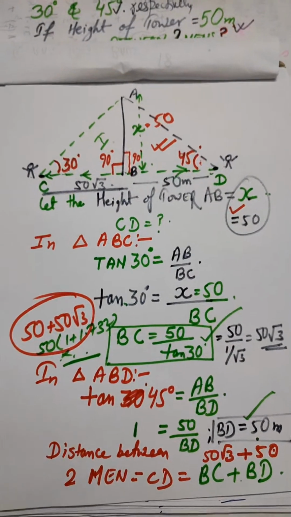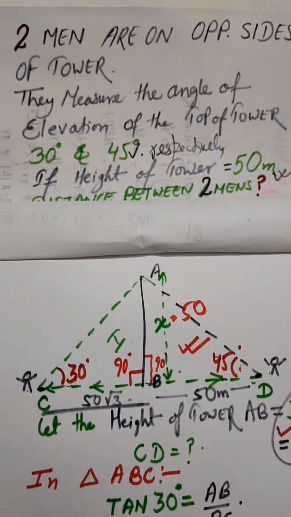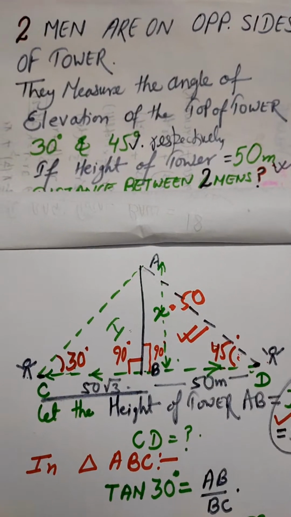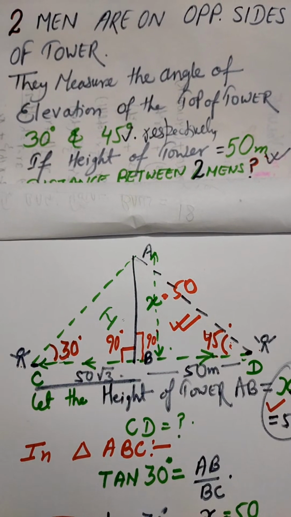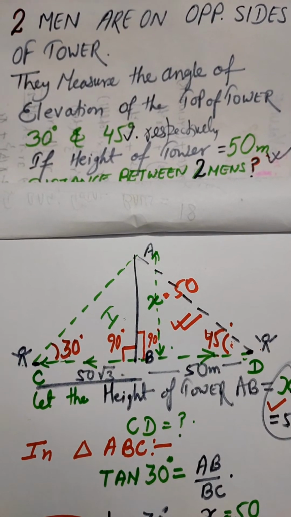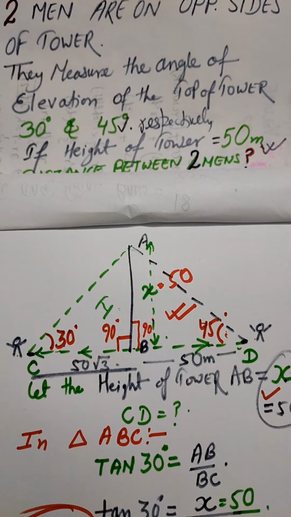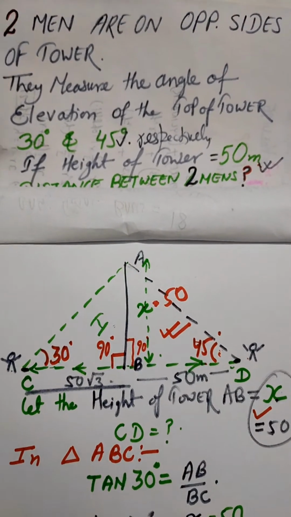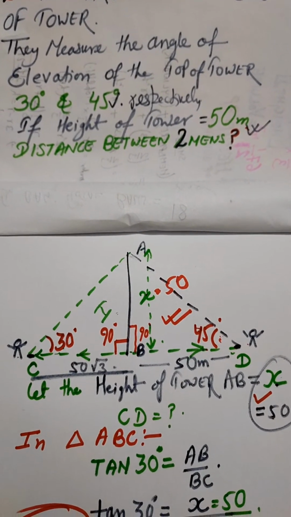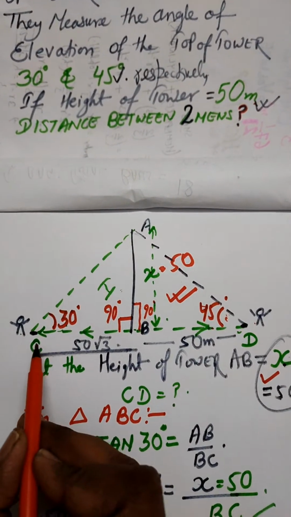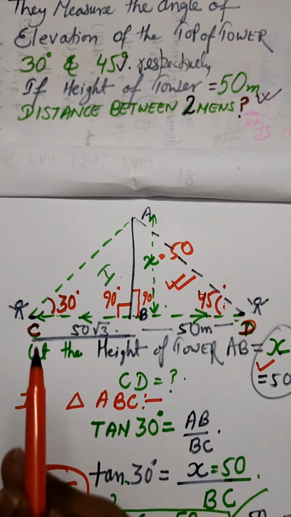So I am quickly revising the question which we have solved today. This is the question which we have taken. Two men are on opposite sides of a tower. They measure the angle of elevation of the top of the tower as 30 degrees and 45 degrees respectively, right? Now if the height of the tower is equal to 50, calculate the distance between the two men. So these are the two men standing at C and D, right? These are the two positions of the men.